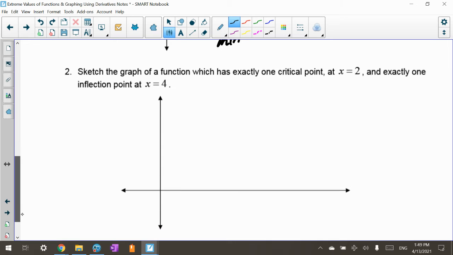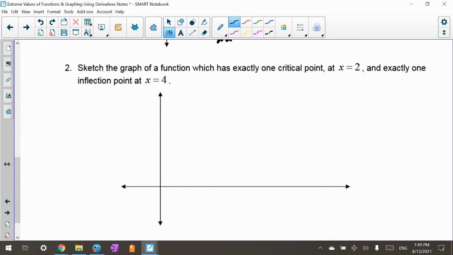All right, let's look at number 2. Sketch a graph which has exactly one critical point at x equals 2 and exactly one inflection point at x equals 4. So let's do this. I'm going to do 1, 2, 3, 4. So this is my sketch. So I'm going to set that up.